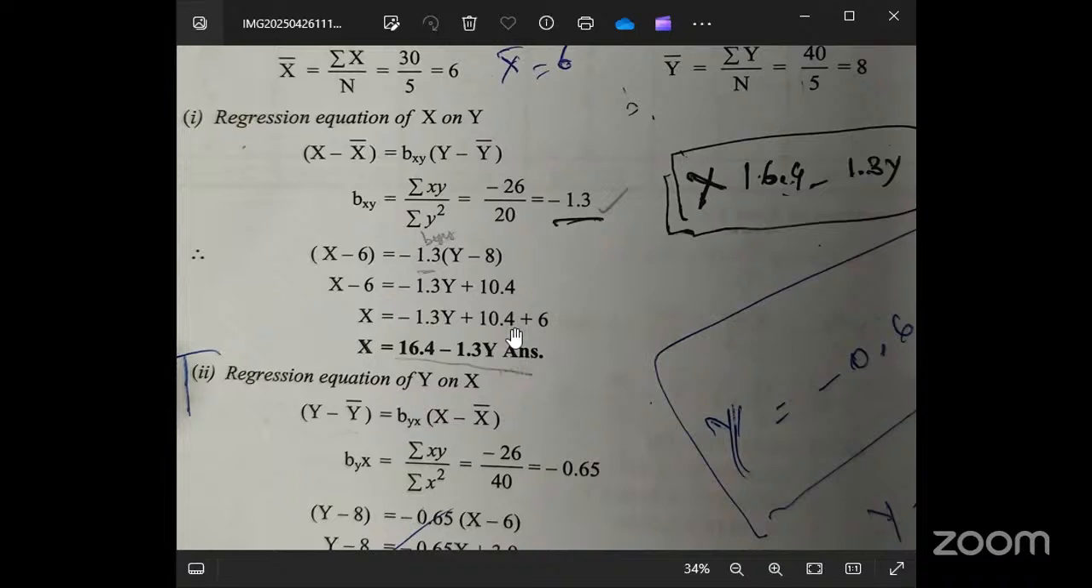In the next line, x bar is 6, so we replace: x minus 6 equals minus 1.3 into y minus y bar, and y bar is 8. So we have substituted in the formula. Hence x minus 6 equals minus 1.3y plus 10.4, so the x equation will be x equals 16.4 minus 1.3y. Give a glance at the equation so that you clearly understand how we got the x equation.